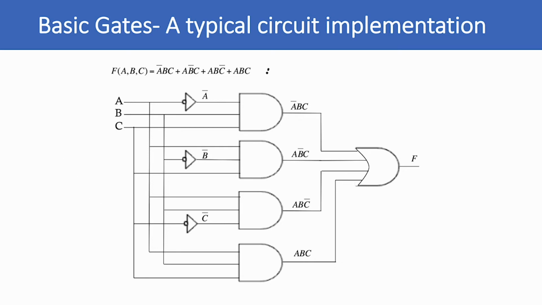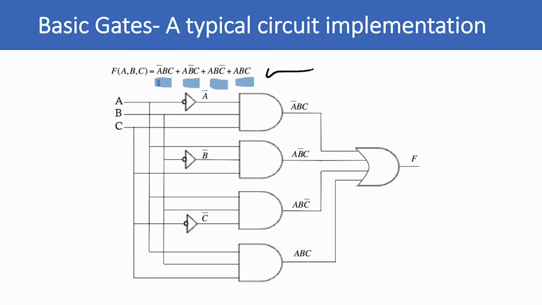This is the Boolean expression right here, and this Boolean expression says that the function is equal to A bar B C plus A B bar C plus A B C bar plus A B C. So how do we implement that? Well, we have four product terms. And let's look at these four product terms.